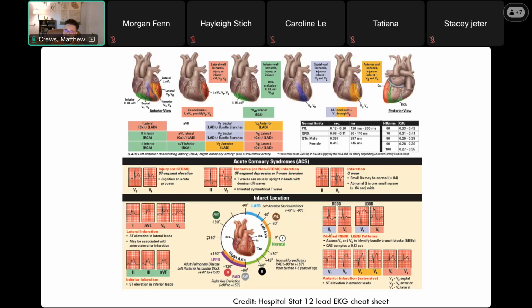So you can pretty much infer that it's going to be an issue with the bundle branches, right?